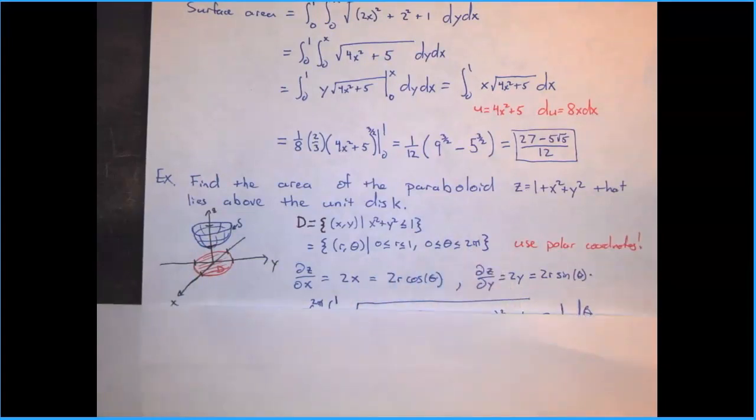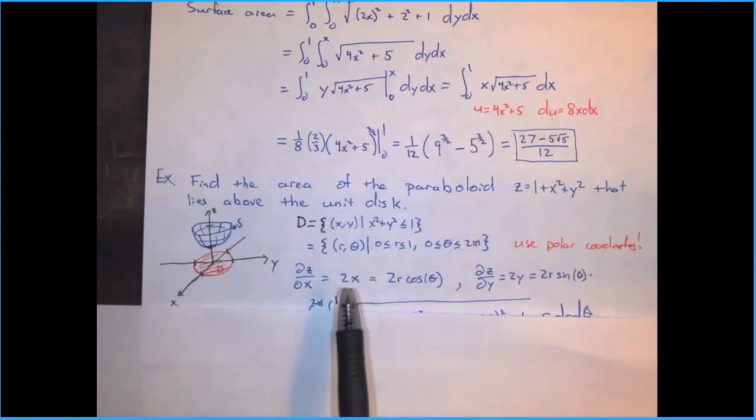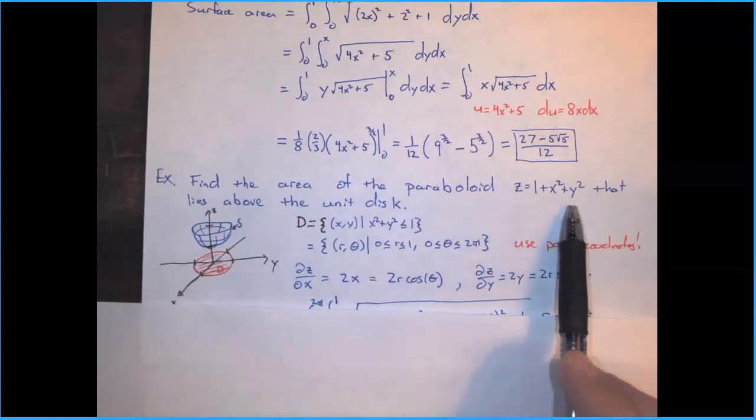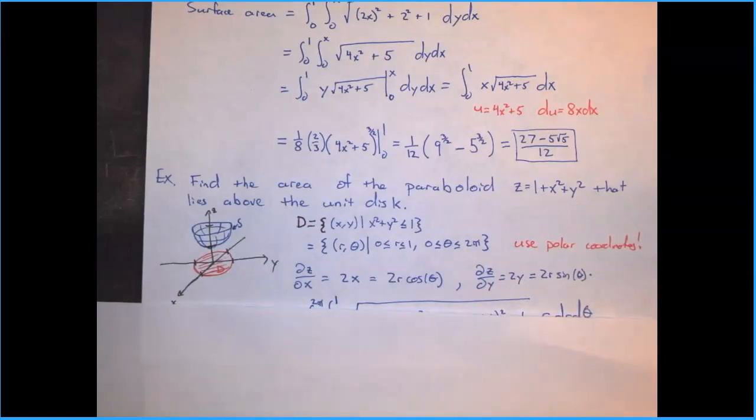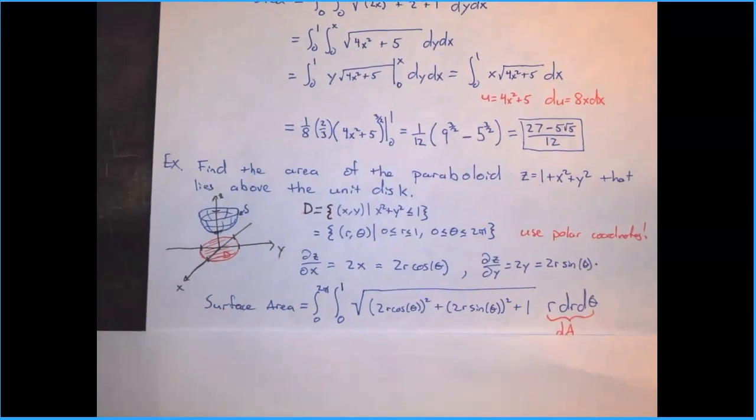But this means that when I take these partial derivatives, which I need to do before I set up my integral, I need to convert these partial derivatives to polar coordinates as well. So I take a partial derivative of this function with respect to x, I get 2x. With respect to y, I get 2y. But then I need to convert both of those to polar coordinates. So 2x becomes 2r cosine theta, 2y becomes 2r sine theta. And now I'm ready to set up my integral.